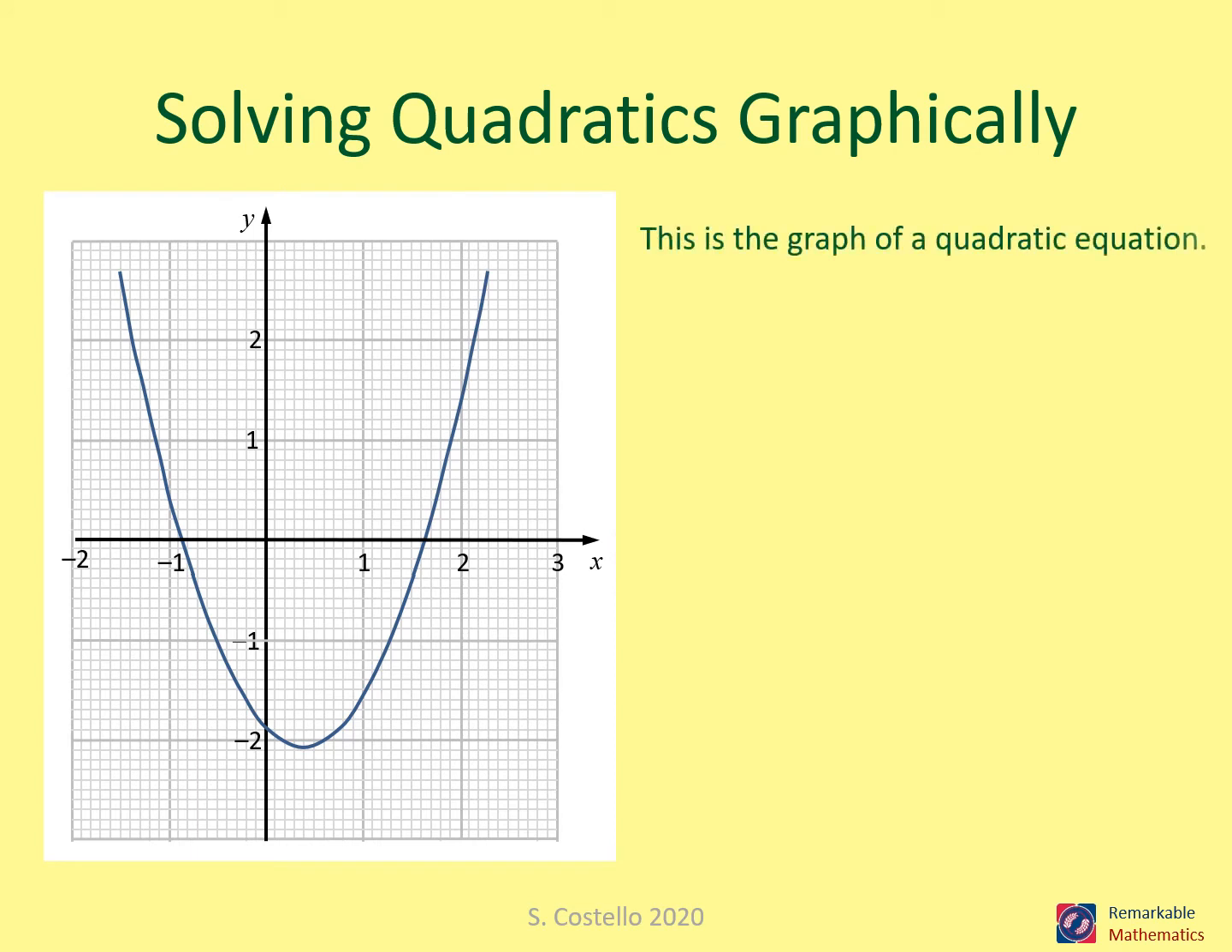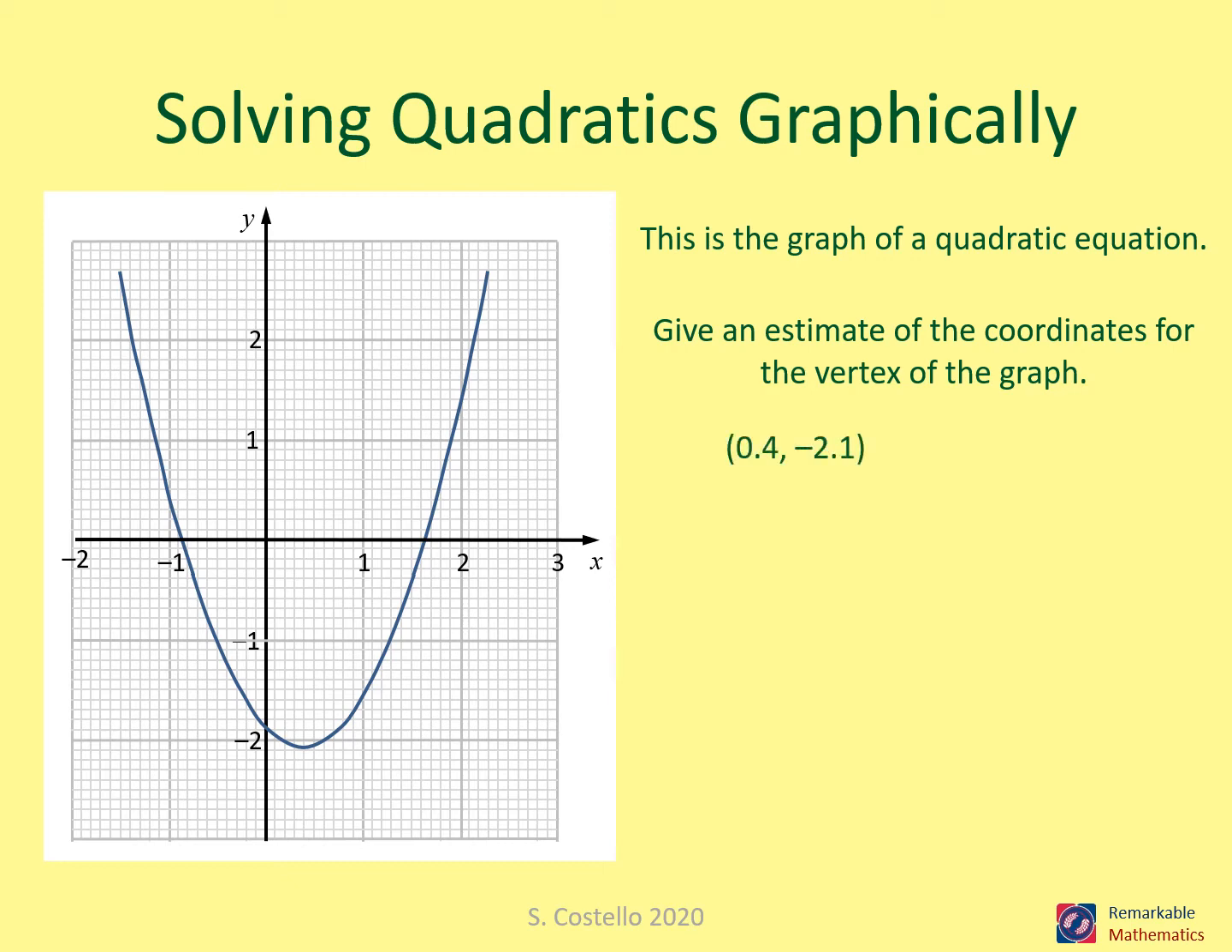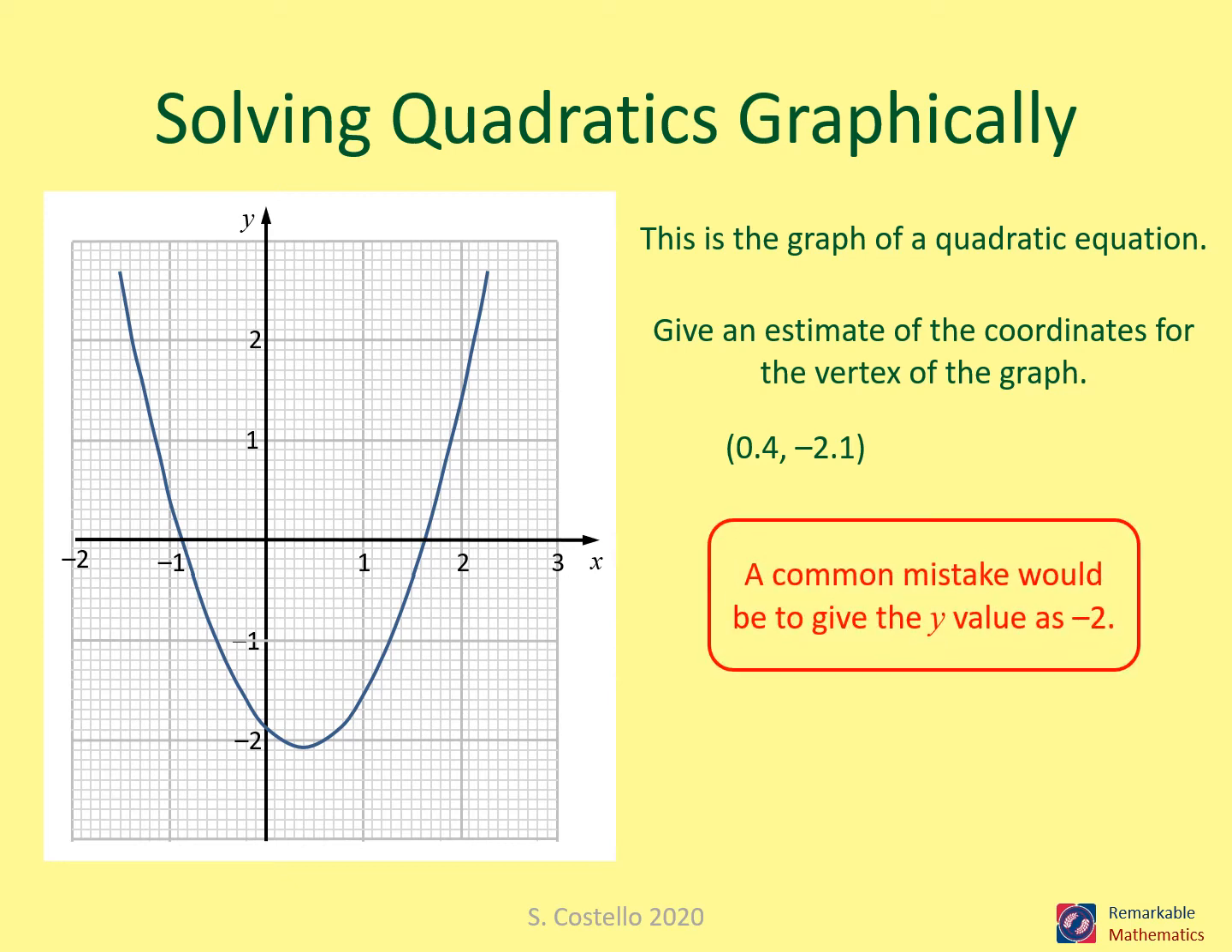This is the graph of a quadratic equation. Give an estimate for the coordinates of the vertex of the graph. We look down at the bottom of the graph and roughly 0.4, minus 2.1. A common mistake would be to give the y value as minus 2 because it's nearly there. But it isn't. It definitely isn't on 2. If it isn't exactly on the line, don't say it is, because then you're definitely wrong.